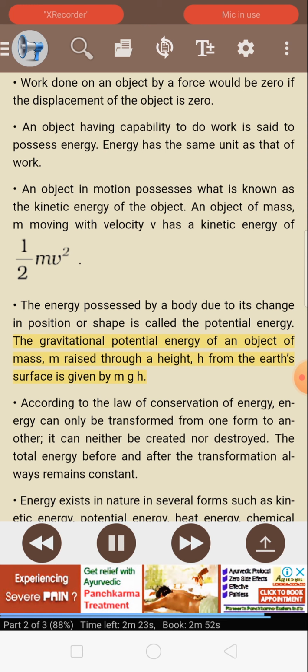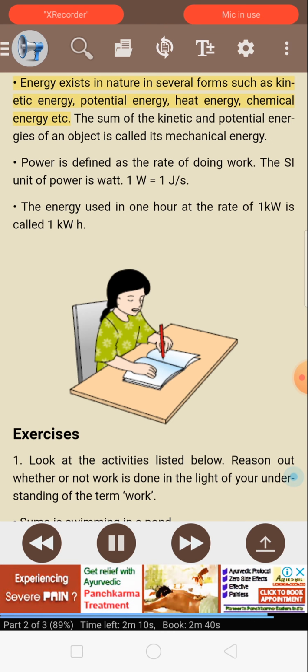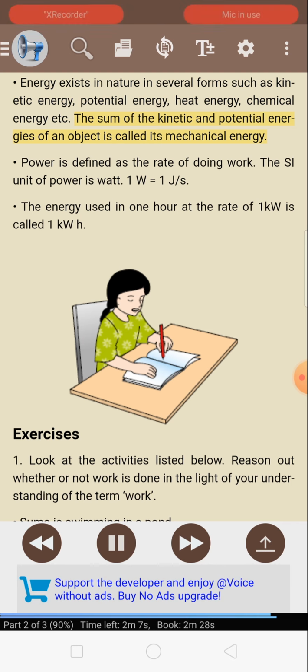given by mgh. According to the law of conservation of energy, energy can only be transformed from one form to another. It can neither be created nor destroyed. The total energy before and after the transformation always remains constant. Energy exists in nature in several forms such as kinetic energy, potential energy, heat energy, chemical energy, etc. The sum of the kinetic and potential energies of an object is called its mechanical energy.